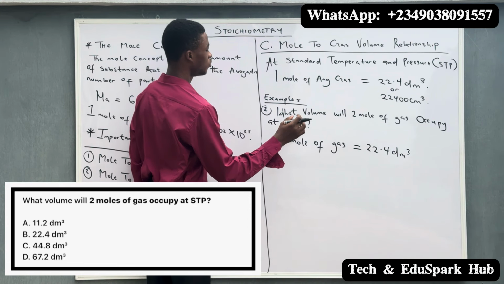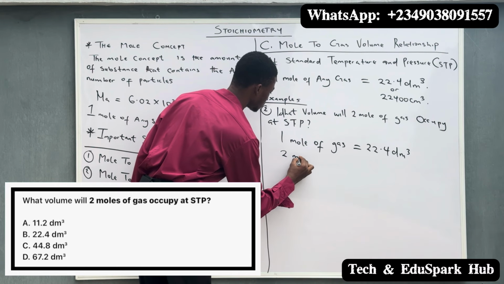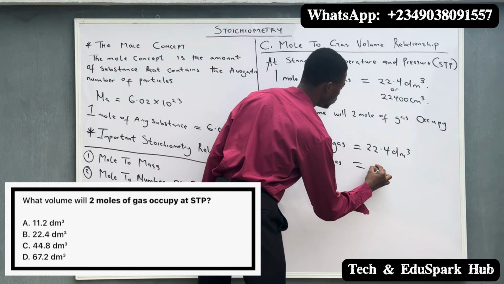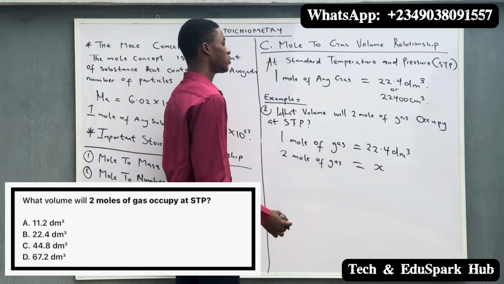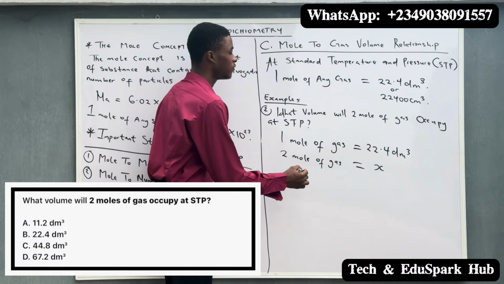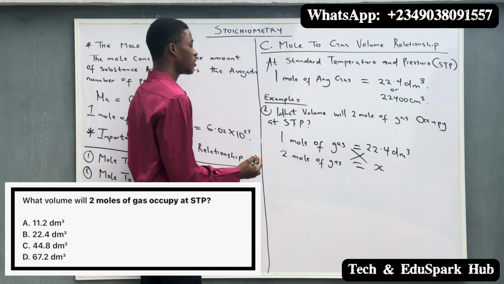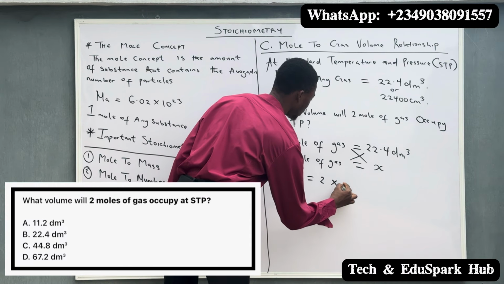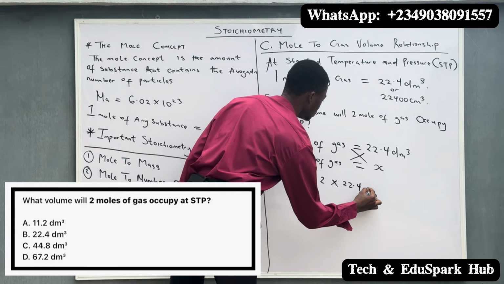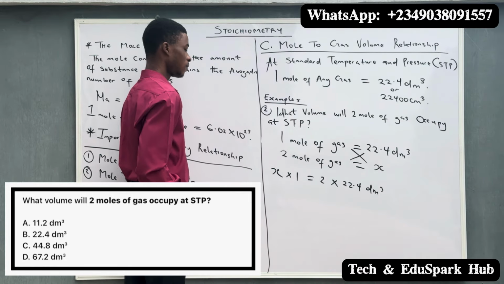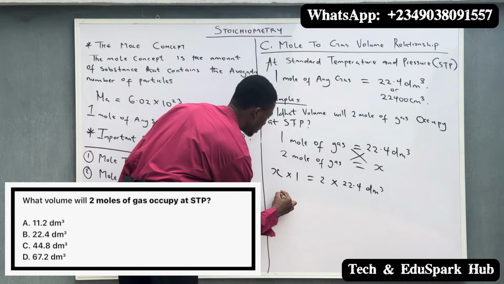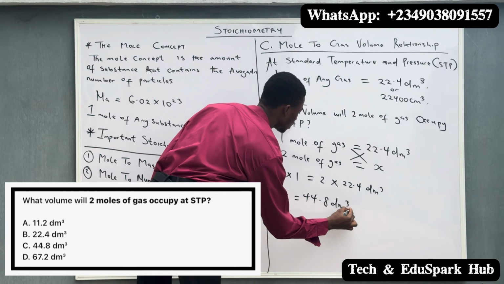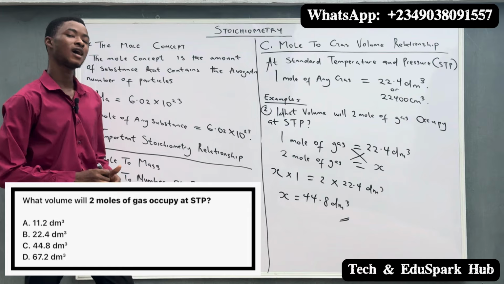So what volume will 2 mole? So we have been given 2 mole of gas to be equal to, we don't know the volume, which we denote as x. So we don't know the volume that it will occupy. So in order to get the volume, we just have to cross multiply as usual. So when we cross multiply, we have x multiplied by 1 is equal to 2 multiplied by 22.4 dm cube. So once we cross multiply, we have x to be equal to 44.8 dm cube. And this is our final answer to questions of this type.